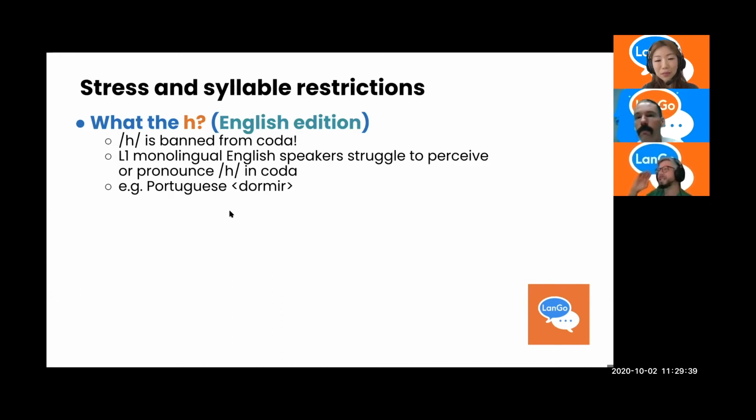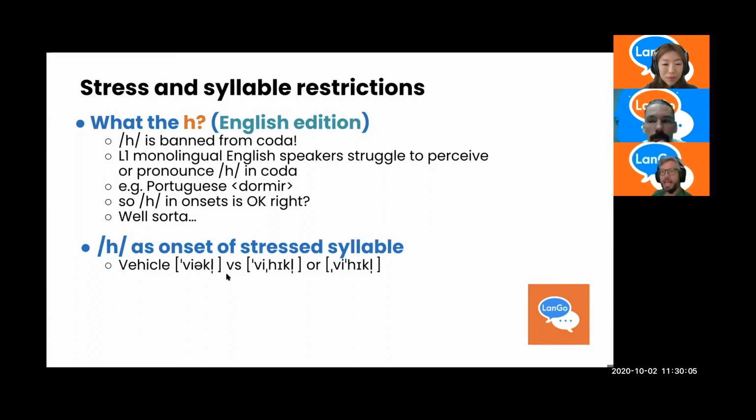So H in onsets is okay in English, right? Because it's not allowed in the coda. Well, sorta. So H as onset of a stressed syllable. Our second point on stress and syllable restrictions regarding H in English is that H kind of can only be in certain onsets. This is where stress starts coming back in. So you get a word like vehicle. And how do y'all pronounce that word? Vehicle for me. Same, vehicle. Same for me. So it's vehicle in my dialect, three syllables.